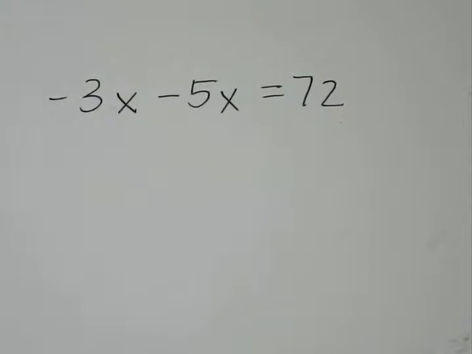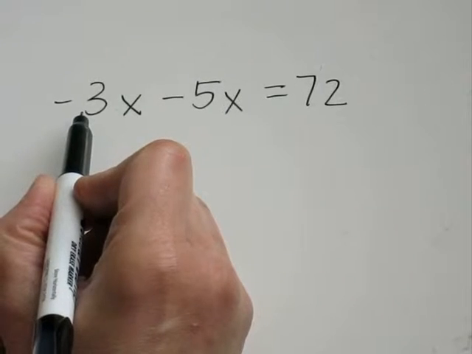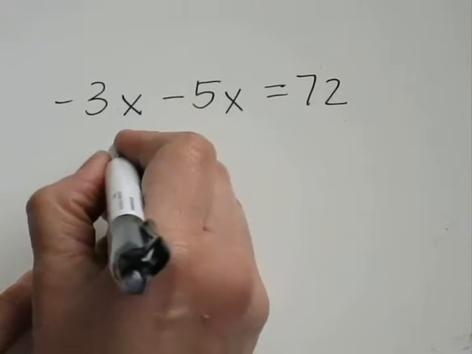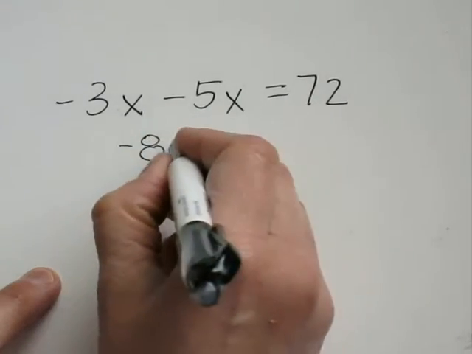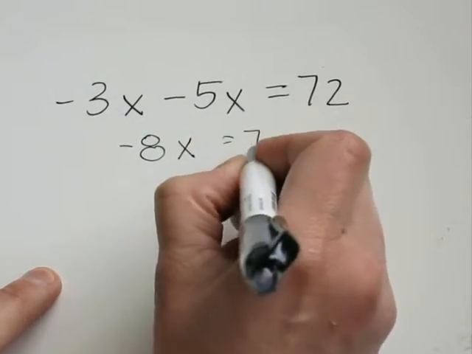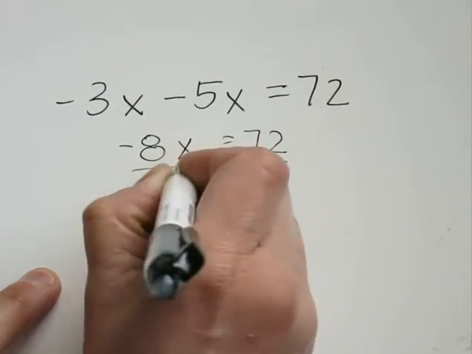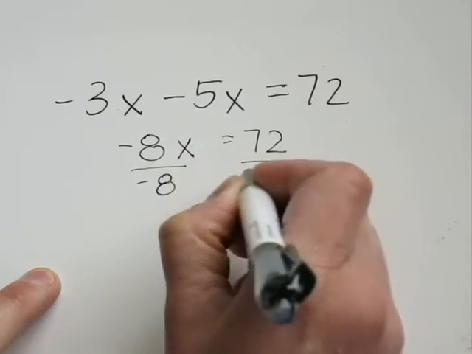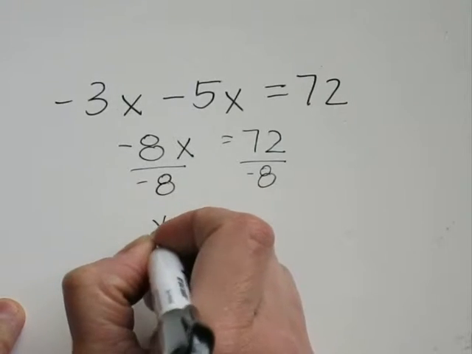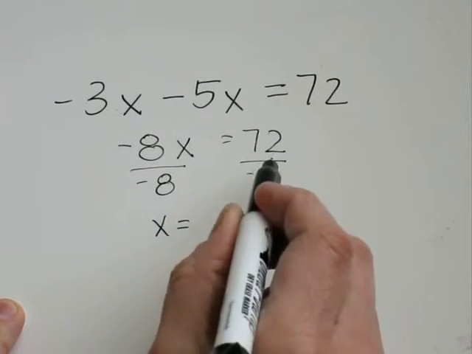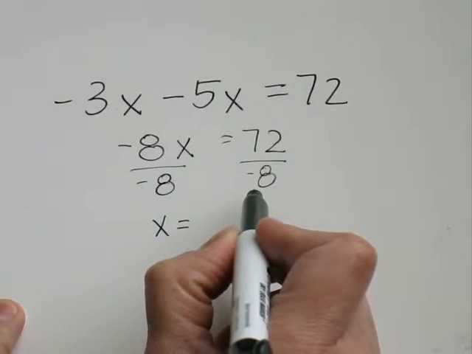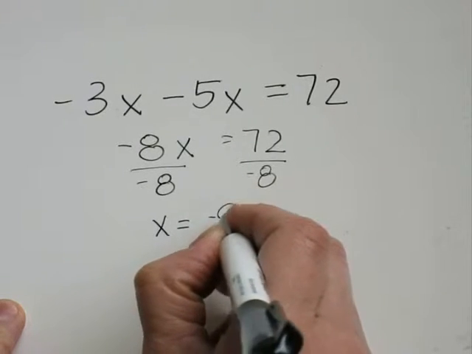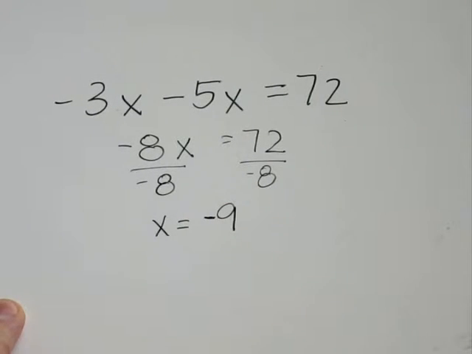Problem 16, negative 3x minus 5x equals 72. Again, we're just going to combine the coefficients of x. Negative 3 minus 5 will be negative 8. x equals 72. All you're going to do is divide each side by negative 8. It's going to leave us with x equals 72 divided by negative 8, which is negative 9.